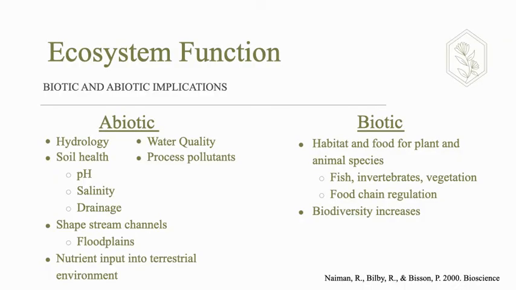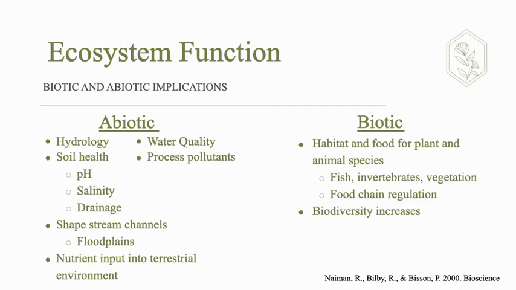So I wanted to talk about some of the factors that are dependent on riparian corridors. So first I'm going to talk about the abiotic factors. These are the non-living things. So there is hydrology, which is the way that water moves throughout a landscape. And it's not only water above ground, but it's also groundwater, which is very important when we're talking about human civilizations.